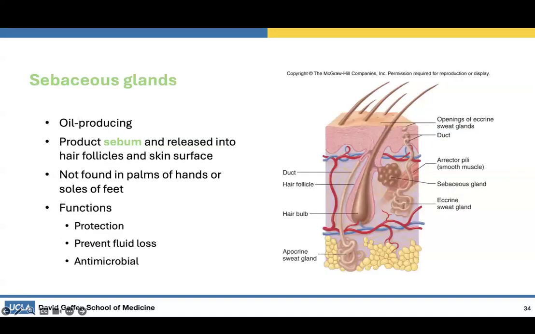Sebaceous glands and sweat glands are 2 types of exocrine glands in the skin. Sebaceous glands, or oil glands, are made up of specialized epidermal cells that are primarily located near the hair follicles. They are actually holocrine glands that secrete sebum, which is an oily mixture of fatty material and debris from cells.